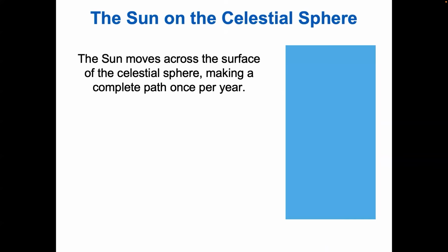So the sun, though, is obviously the most important thing that we track. It is why we are alive and everything like that. So the sun moves across the surface of the celestial sphere, and it makes a complete path once a year. So you start at the bottom, you go upward over time. That is probably, hopefully, fairly straightforward to understand.